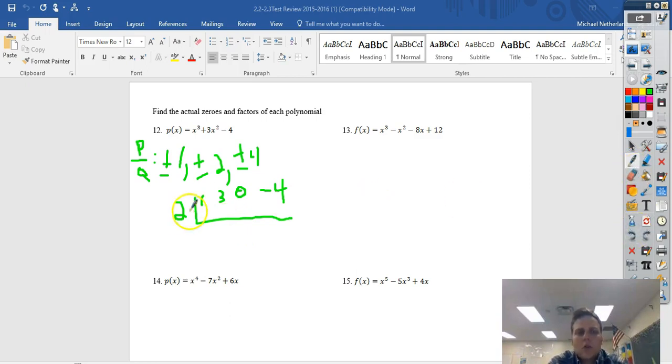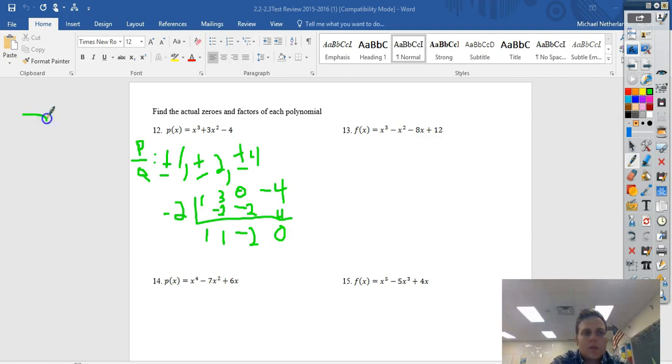So instead of 2, I'm going to try negative 2. Carry down, multiply, add. 3 plus negative 2 is 1. Negative 2 times 0 is negative 2. 0 plus negative 2 is negative 2. Negative 2 times negative 2 is 4. Negative 4 plus 4 is 0. Great, so I know negative 2 is one of my zeros.